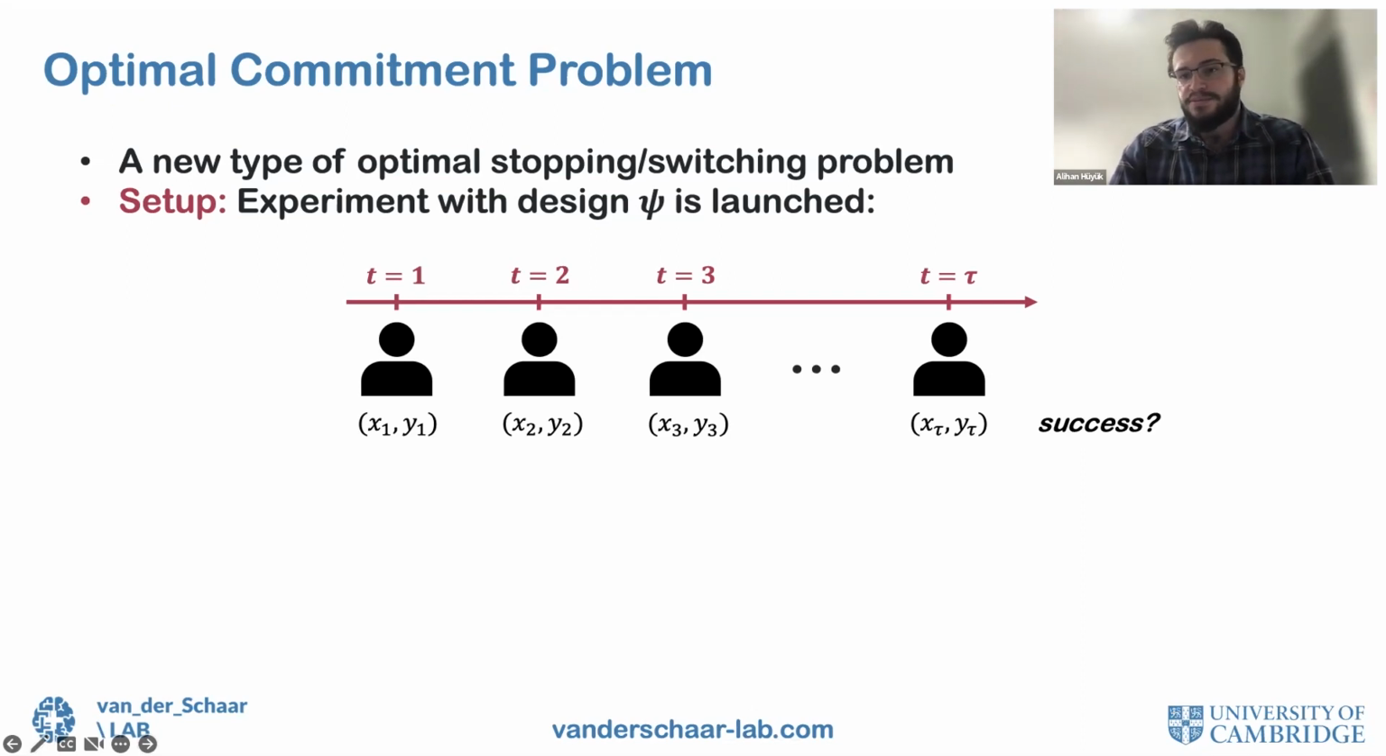And at the end of our sample horizon, we run a hypothesis test and the trial is either successful at showing efficacy or not. And until the last sample is observed, since the samples are random, it's uncertain whether the trial will be successful or not.